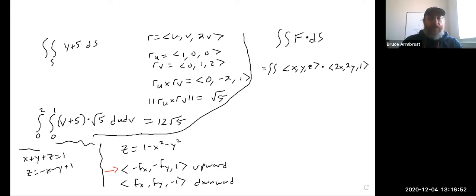You get z is equal to negative x minus y plus 1. So if we do the same structure of the negative partial of fx, well, the partial fx is negative 1. Negative negative 1 is 1. Partial with respect to y is negative 1. Negative that is 1. And so you notice that this formula gave us that same normal vector. So really, we are just using the fact that it was a plane to quickly get our normal vector.